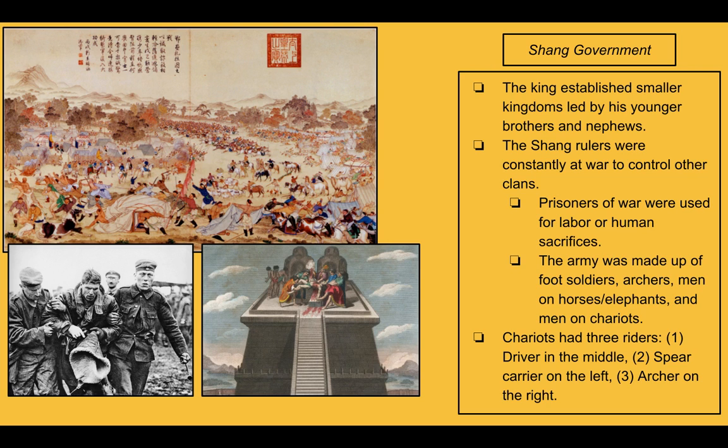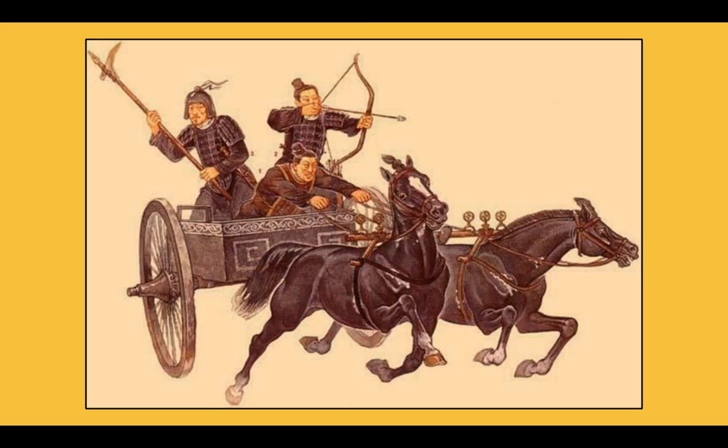The army was made up of foot soldiers, archers, men on horses or elephants, and men on chariots. And then chariots, how they were set up, there was three riders. There was the driver in the middle, a spear carrier on the left, and an archer on the right. So I'm going to show you an image here. You can see there's the driver, spear carrier on one side, archer on the other side.